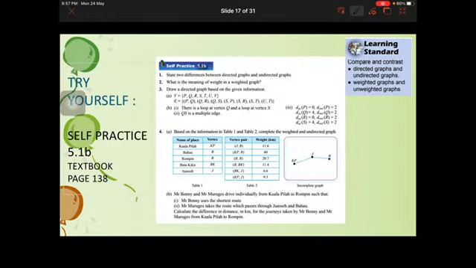Now you can do the self-practice 5.1b in your textbook, page 138. Do it again in your exercise book and check your answers.